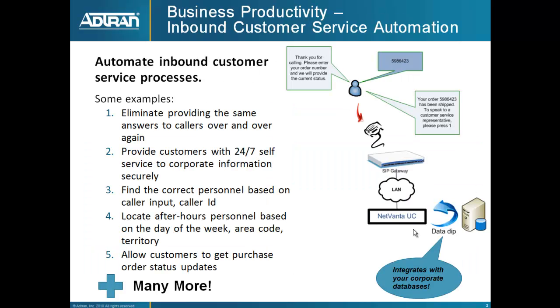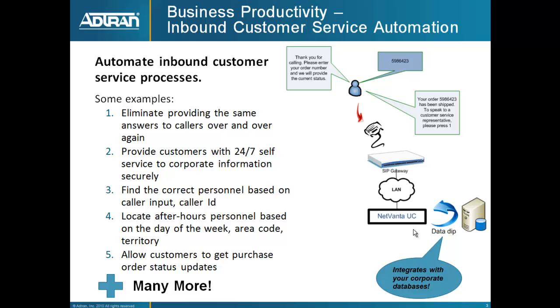As I mentioned, the ultimate goal is to reduce communication bottlenecks and staff inefficiencies. Providing the same answer to callers over and over again is a perfect example of a staff inefficiency. Why not automate that business process? Why not allow callers access to back-end corporate data in a secure and controlled way so that your customer service team isn't speaking out that information over and over again? The side benefit, of course, is that you can provide customers with 24 hours a day, 7 days a week, self-service access to information in a secure and controlled fashion.